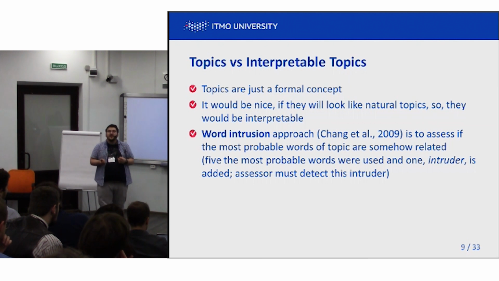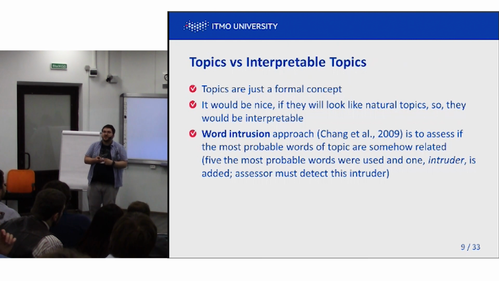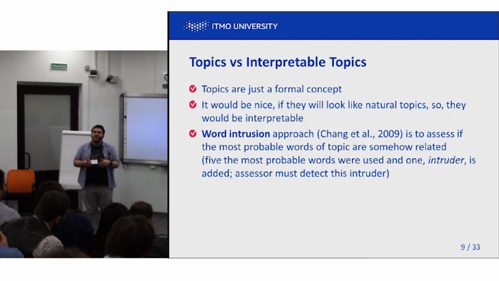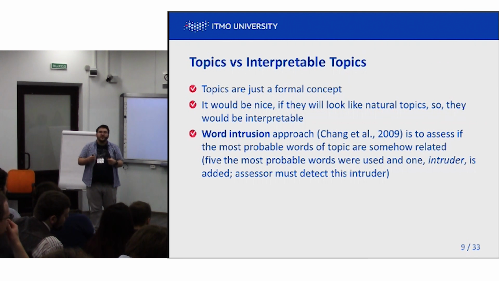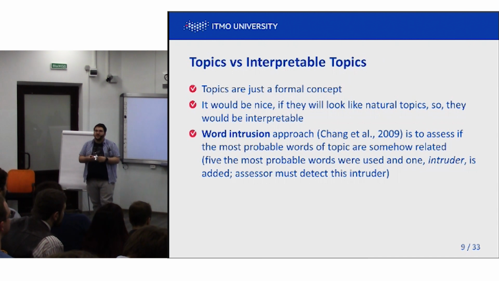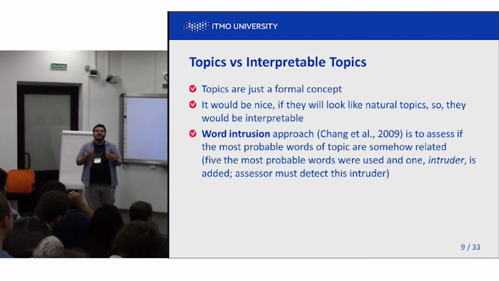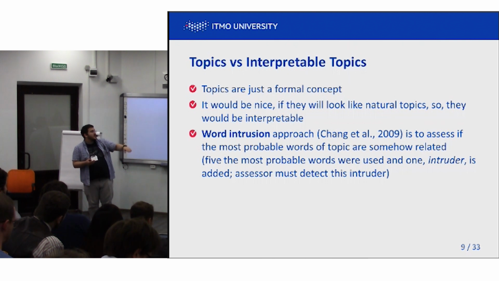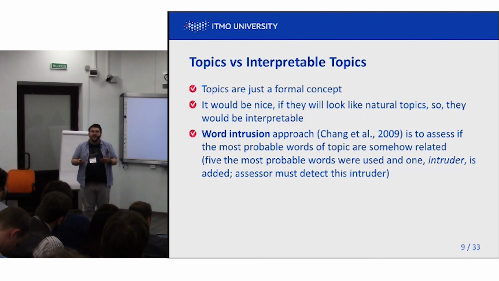How can we express interpretability? Only with human assessment. In 2009, the word intrusion approach was suggested. It works in the following way. We take the 5 most probable words from a topic and also add an additional word into there, and then show these 6 words to an assessor and ask the assessor which of these words should be deleted. If the assessor is right, then the topic is somehow interpretable. However, the main problem of assessing topic interpretability in this way is that, unfortunately, it is very time-consuming, and we need to ask people to assess topics manually.